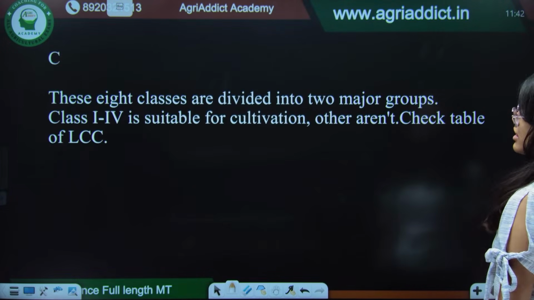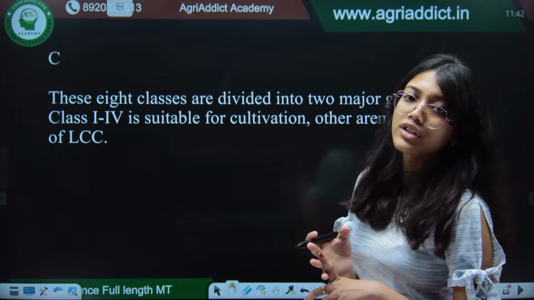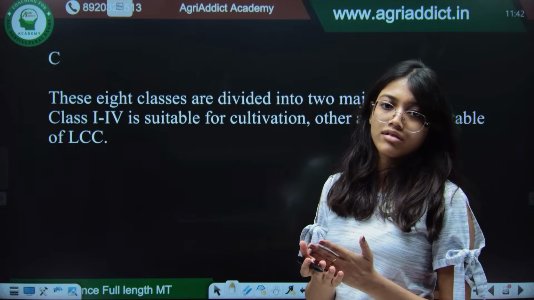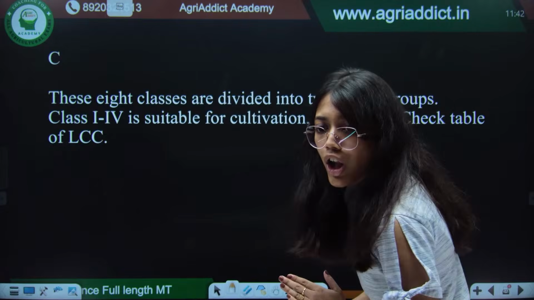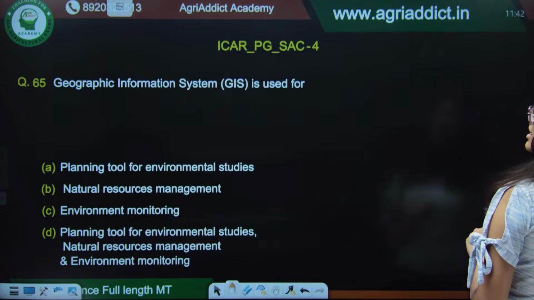Next. So, you also have to read about the different colors of the different classes of land. Okay, colors along with the classes. Yes, option number C is the correct answer.